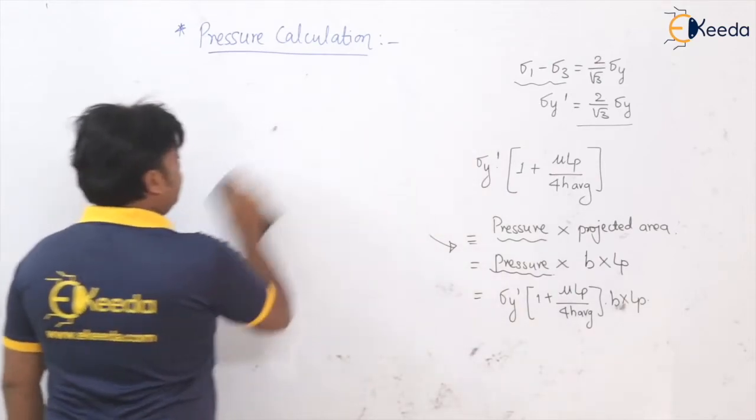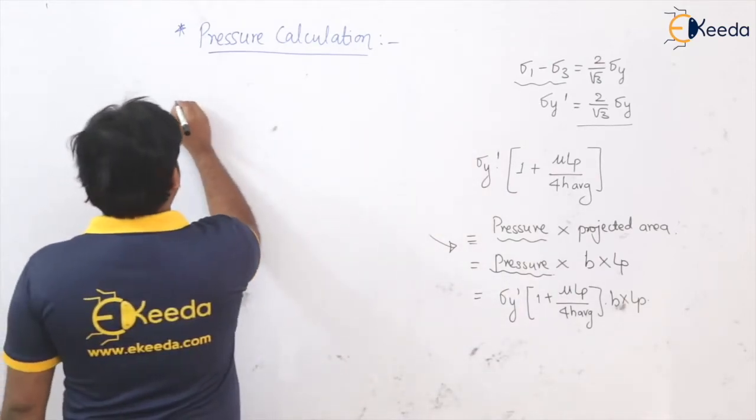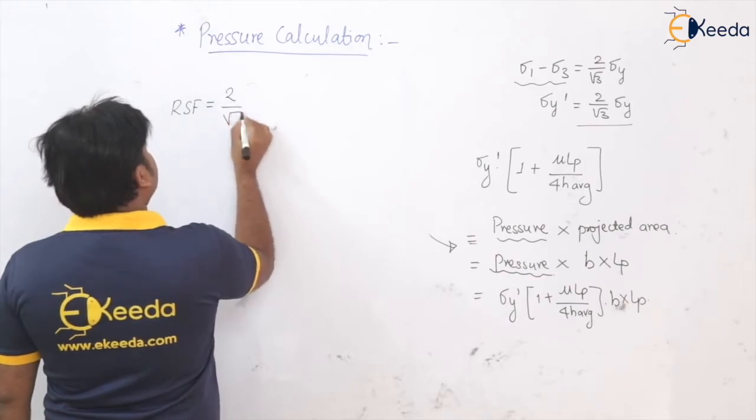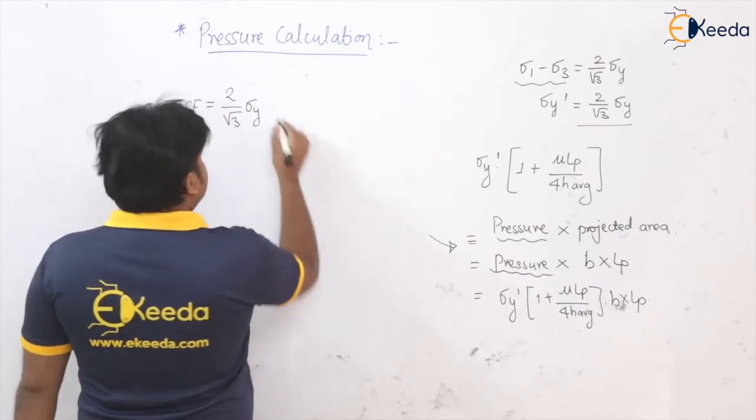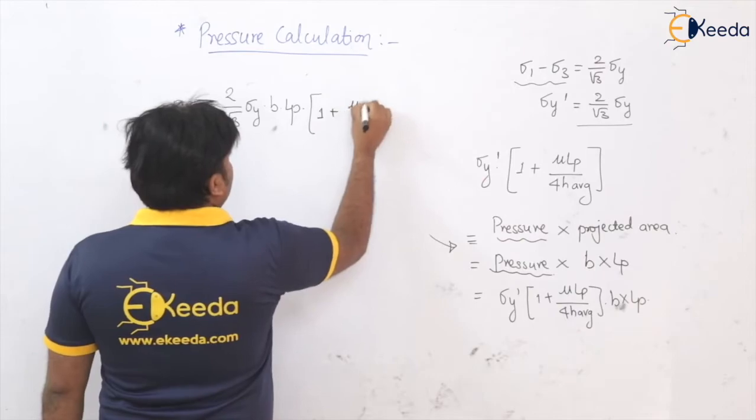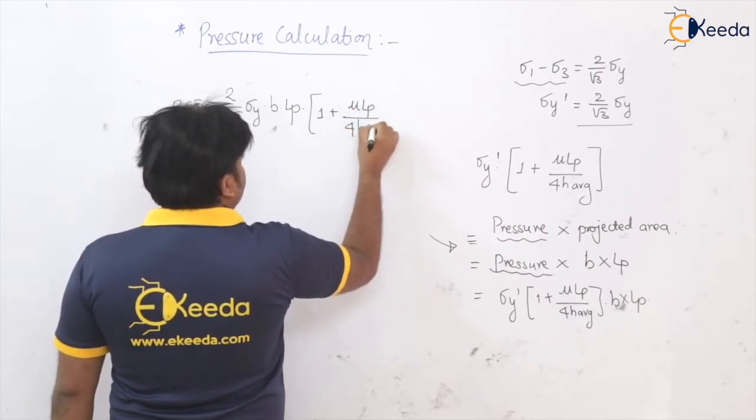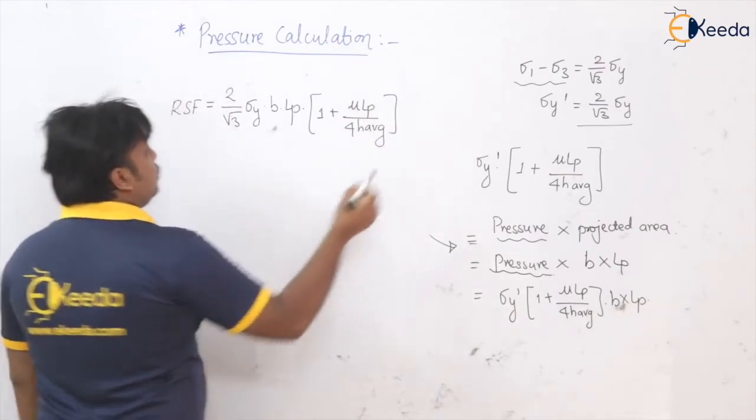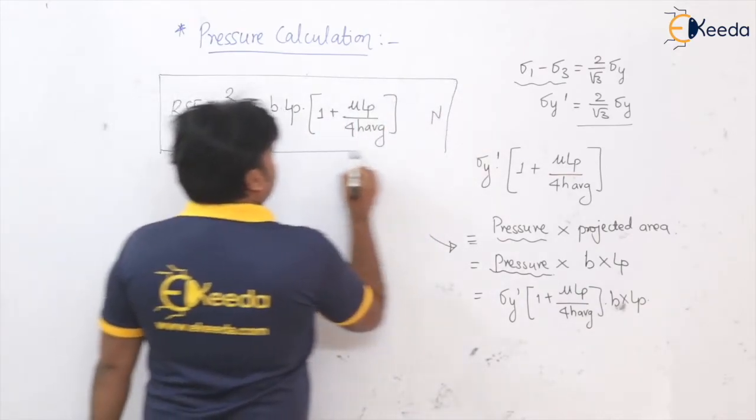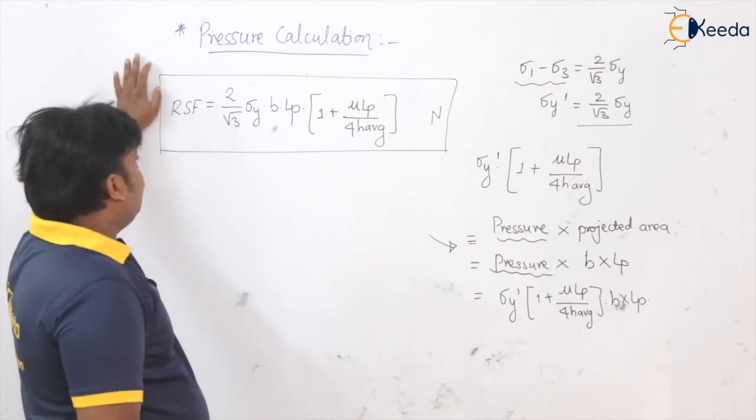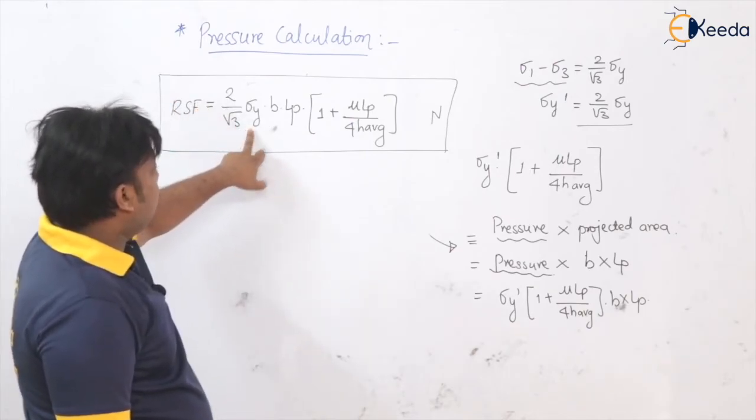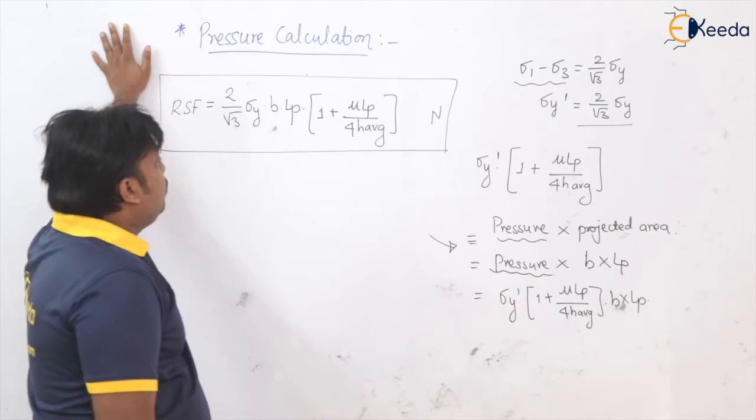So we will again write in simple fashion the roll separating force, RSF, as what? Sigma y dash is 2 by root 3 times sigma y, into b into L_p into bracket 1 plus mu L_p divided by 4 h average. So this is our roll separating force in Newton. Very, very important, dear students, you have to keep this formula in your mind. Always 2 by root 3 times sigma y, where sigma y is the yield strength of the material, b L_p into bracket 1 plus mu L_p by 4 h average.